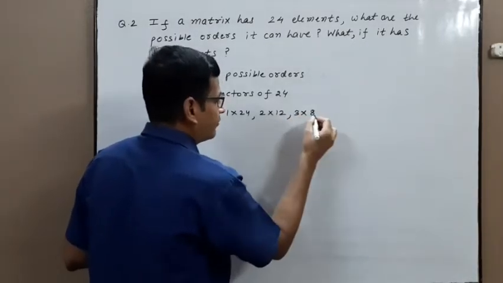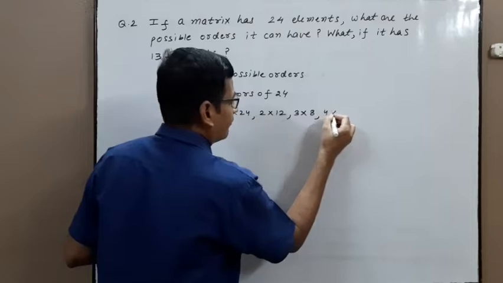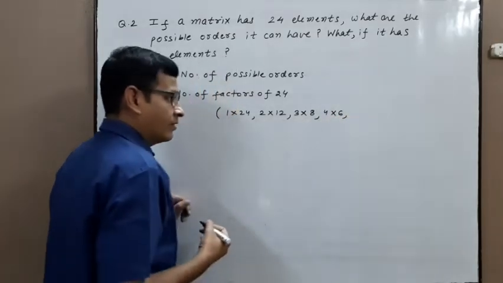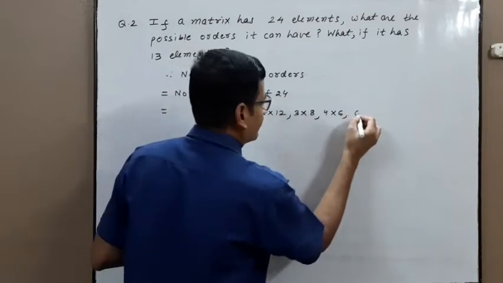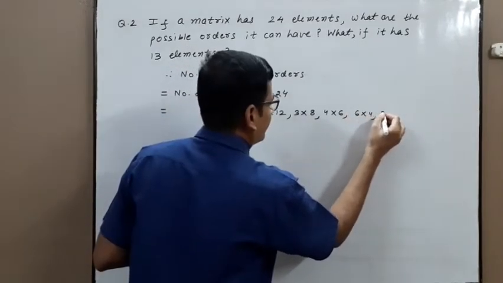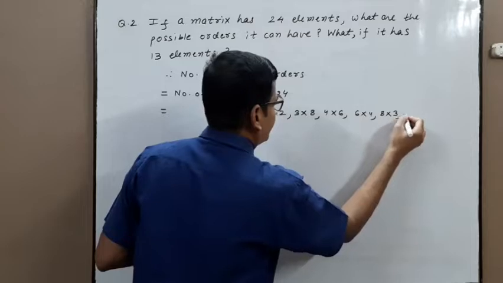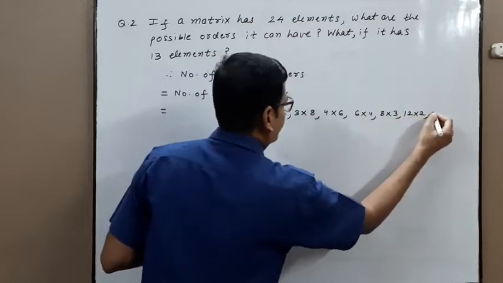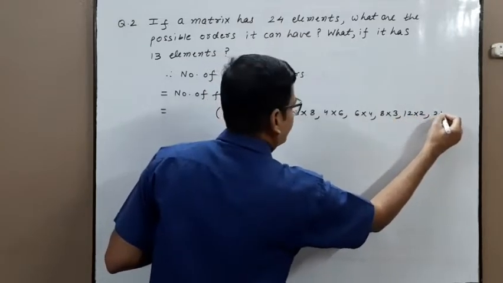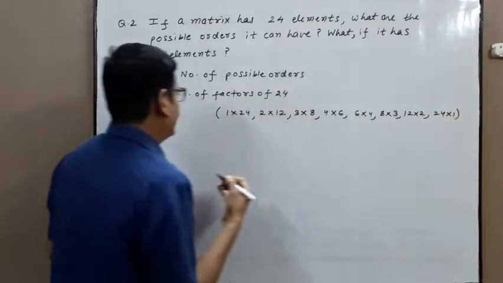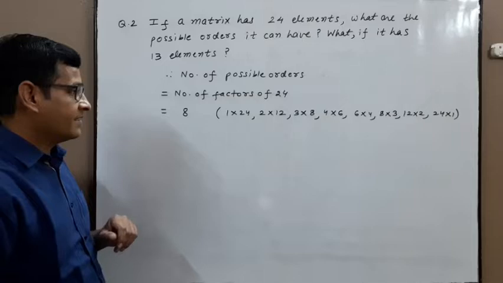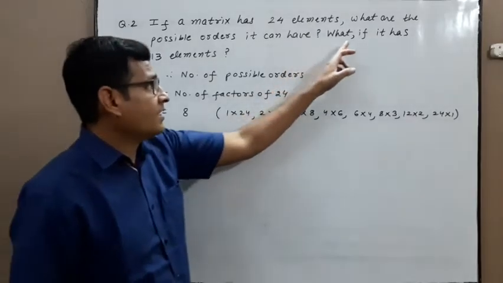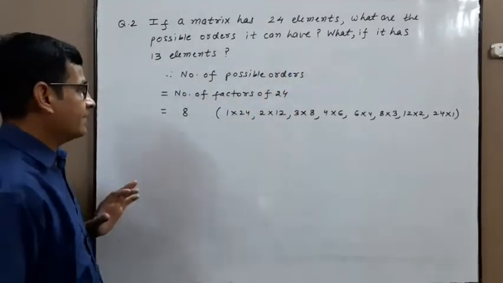3 into 8, 24. 4 into 6, 24. And vice versa, reverse order: 6 into 4, 8 into 3, 12 into 2 and 24 into 1. So there are 8 matrices. Now say, what if it has 13 elements?